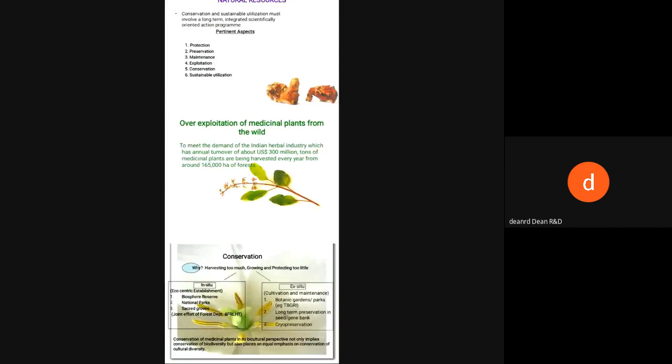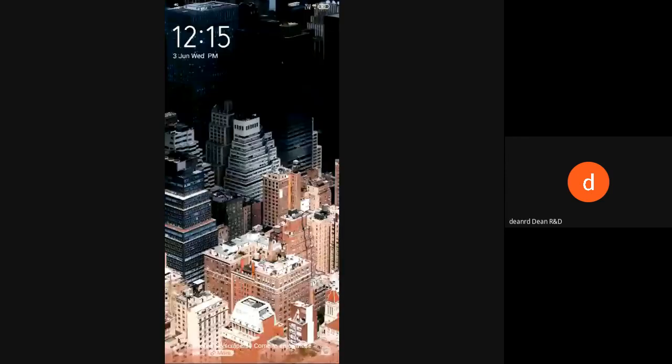In the case of over-exploitation of medicinal plants from the wild to meet the demand of the Indian herbal industry, which has an annual turnover of about 300 billion US dollars, tons of medicinal plants are being harvested every year from around 165,000 hectares of forest area, right from the southern parts of Agasthiyar Hills and the Western Ghats as well as the northern parts of our Indian subcontinent.